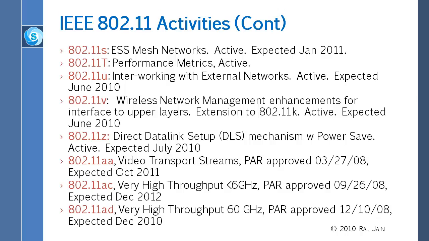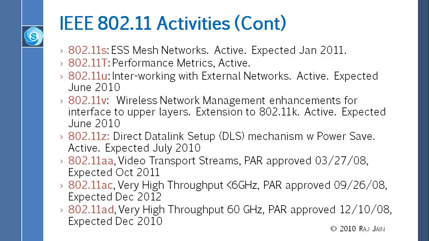AC is very high throughput. AD is very high throughput in 60 gigahertz. So this one says very high throughput at less than 6 gigahertz, and this one is very high throughput at 60 gigahertz. So that's another frequency which is coming up, which is license exempt actually. So actually 60 gigahertz is not license exempt, but it is something that you can use after registration.